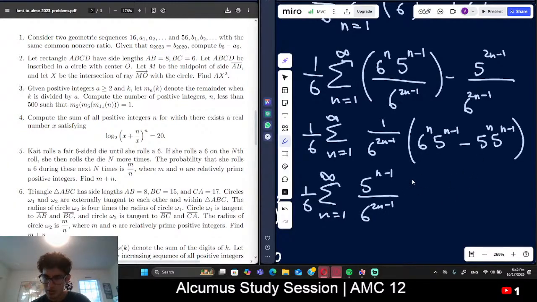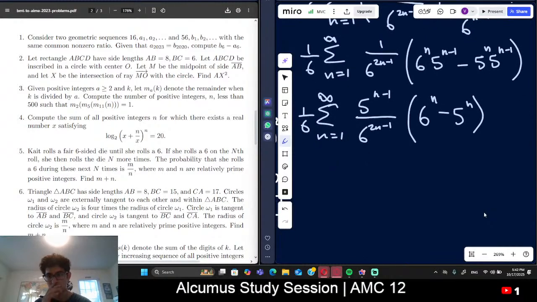Oh, yeah, I mean, it doesn't seem to be looking that good for us. 6 to the n minus 5 to the n. How do we sum this? Like, it doesn't seem easy. Unless, I'm sure there's something pretty basic here that I'm missing.